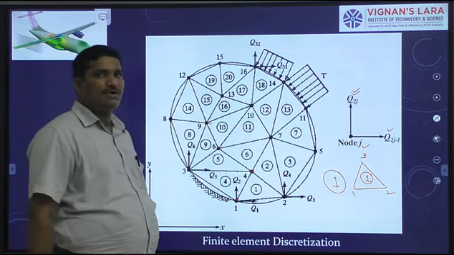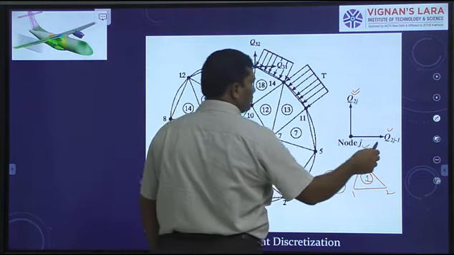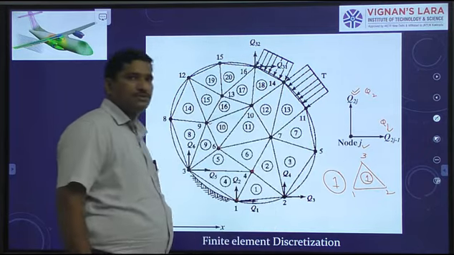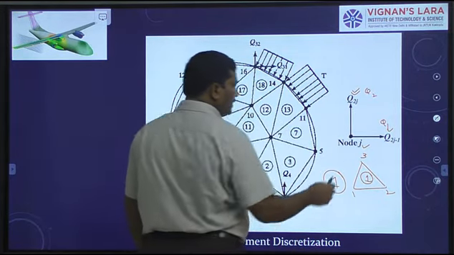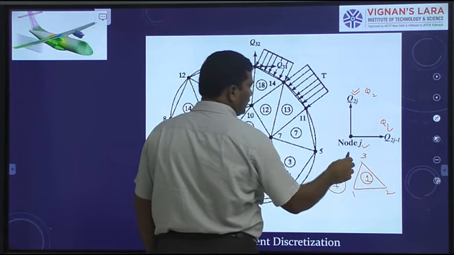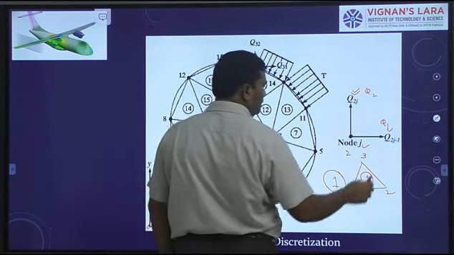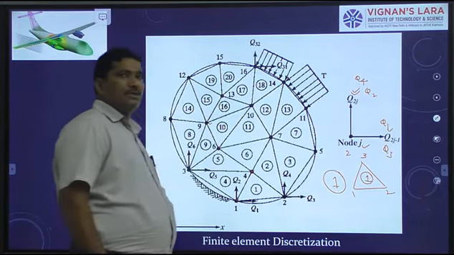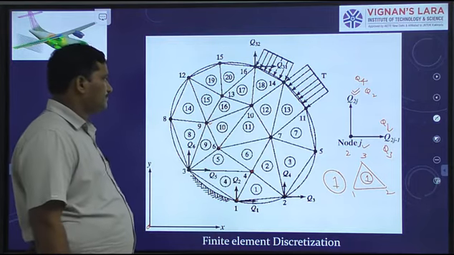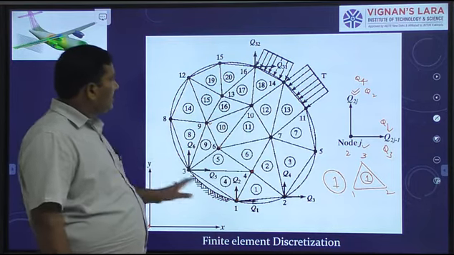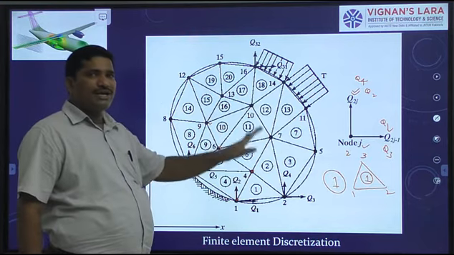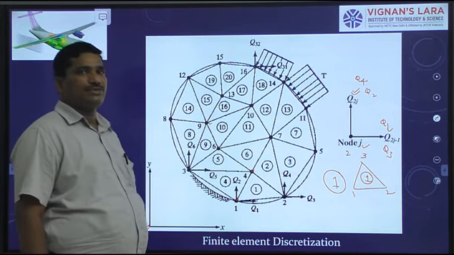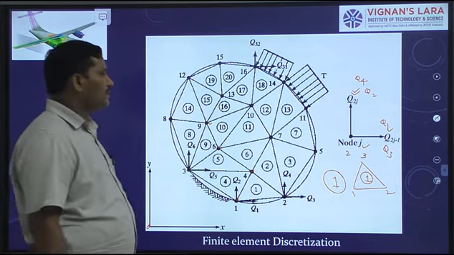This convention I follow. I put j equal to 1, then I get here Q1 and here Q2. If I take j equal to 2, then I get Q3 and Q4. This is how I specify the nodal displacements. If you observe, the entire domain is discretized into several straight-sided triangles. What are they? They are the constant strain triangles, or you can say linear displacement triangles.